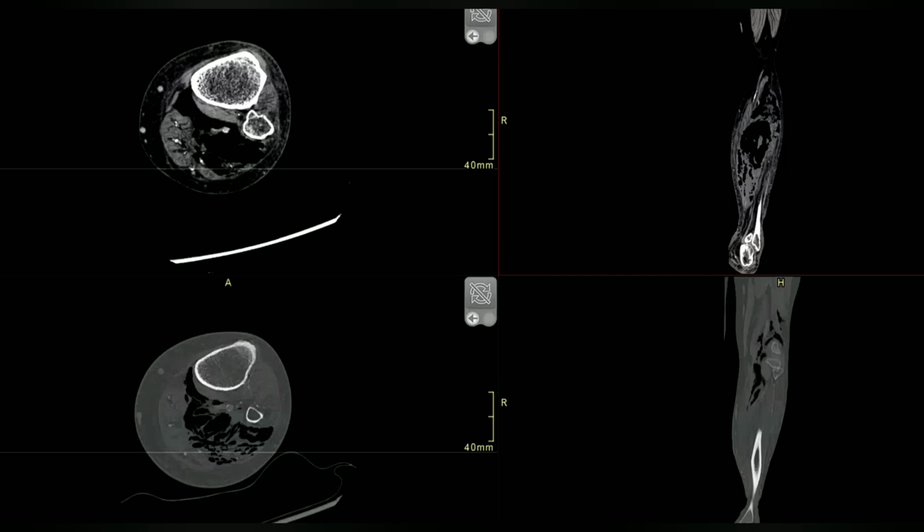Soft tissue abscess, okay. And what do you want to do next? These are also involving the prepatellar compartment and tibiofibular compartment. All compartments are involved by these air lucencies. Okay, good. So what do you want to do next?